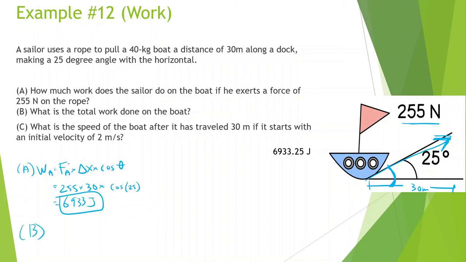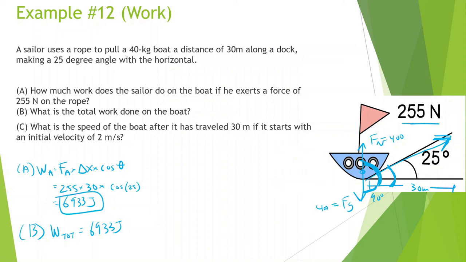Okay, so what we should know is there are a few forces acting on this. There's going to be force of gravity going straight down, force normal going up. Force of gravity is going to be 400. Force normal is going to be 400. But what we should know is that the work done by gravity is going to be 0 because it has a 90-degree angle with the displacement. And the work done by the force normal is also going to be 0 because, again, it has a 90-degree angle with the way it's moving. So it's not doing any work, both the normal force and gravity. So the work is only done by the sailor, which is 6,933 joules.